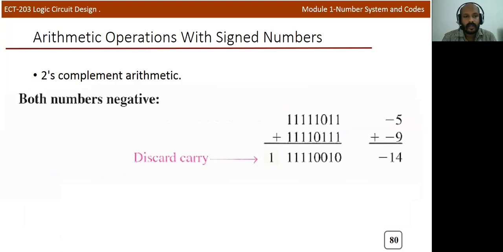Okay. Now we'll discuss another question. Both numbers are negative. So when both numbers are negative, and here it is given -5 and -10. So if the number is negative, we need to write its 2's complement form.